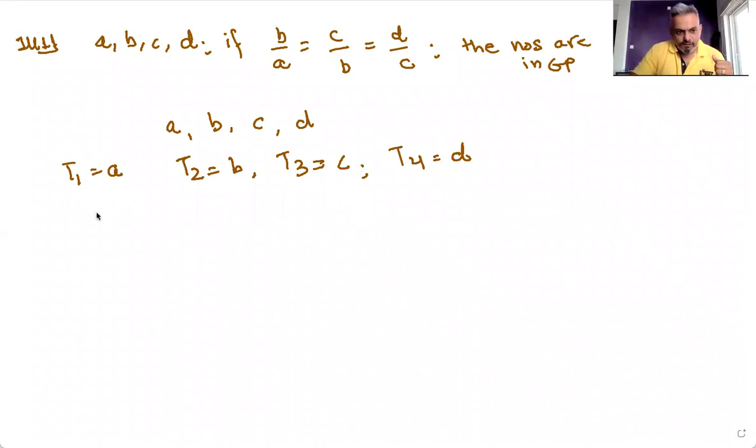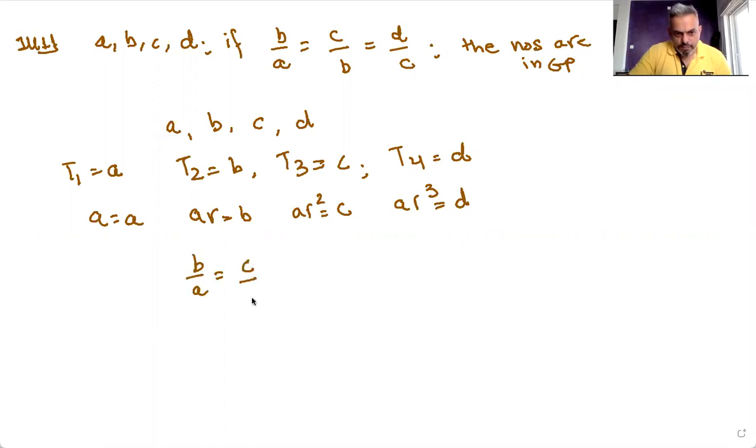T1 is A, so A is equal to A. T2 is B, so AR is equal to B. T3 is C, third term, so AR square is equal to C. And T4, that is AR cube, is equal to D. Now let's substitute it in the equation. B upon A is equal to C upon B is equal to D upon C.